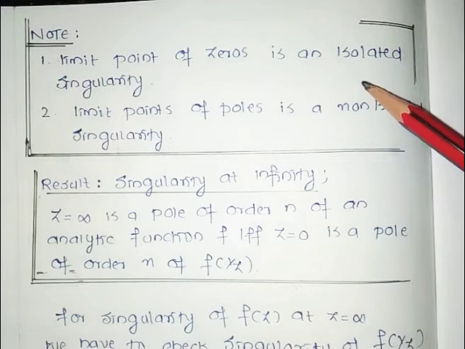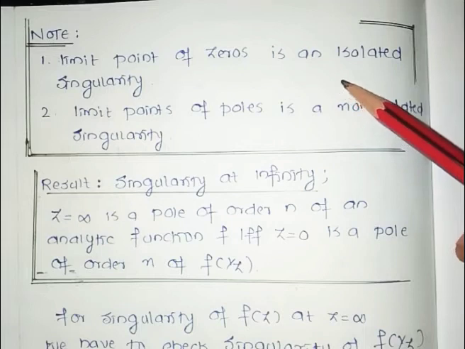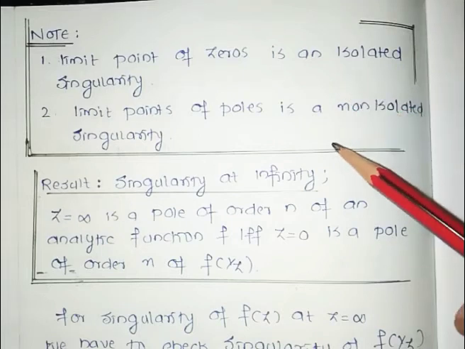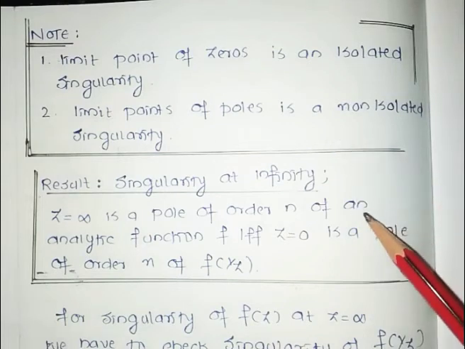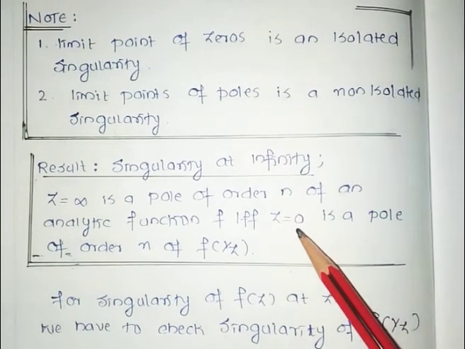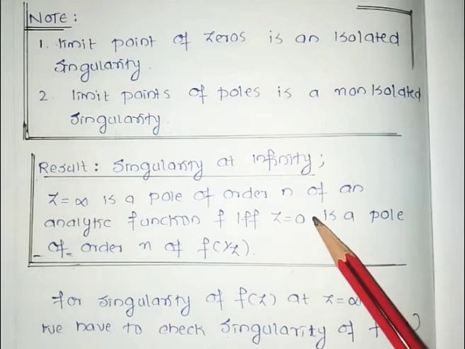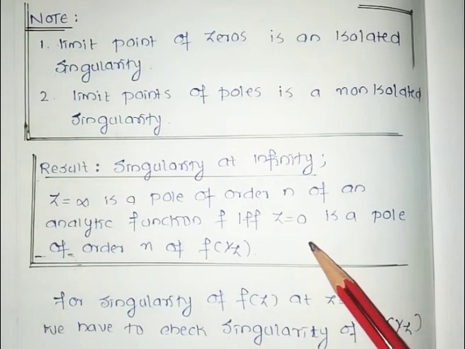Before going to our third and fourth option, we want to know some notes. Note number 1: a limit point of 0 is an isolated singularity. Note number 2: limit points of poles is a non-isolated singularity. And next we want a result on singularity at infinity. Result: z equal to infinity is a pole of order n of an analytic function f if and only if z equal to 0 is a pole of order n of f of 1 by z.